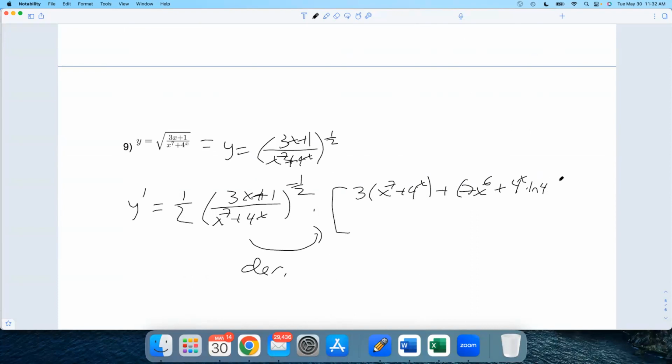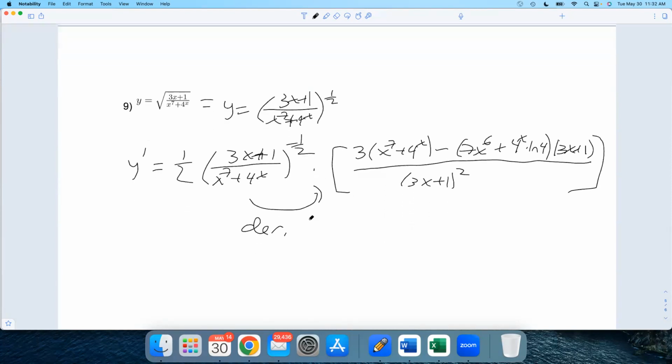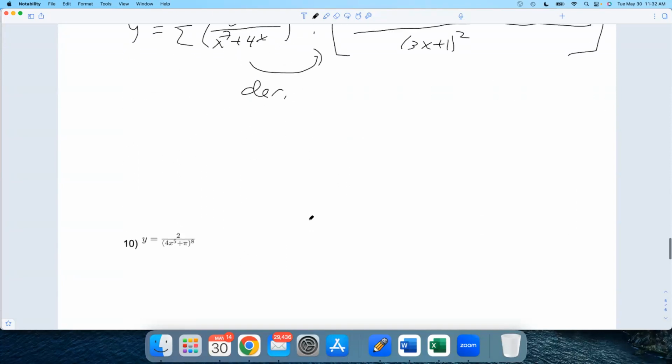Oh, and sorry, I got to fix that. That's a minus. Let me fix this. So derivative of the top, leave the bottom alone, minus derivative of the bottom times leave the top alone, all over the bottom squared. Now, could this be cleaned up? Yeah, absolutely. There's a lot of algebra that could be done to clean this up, but I think it's perfect the way it is.